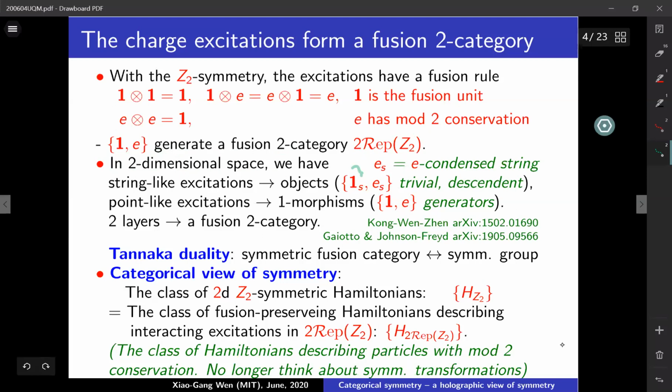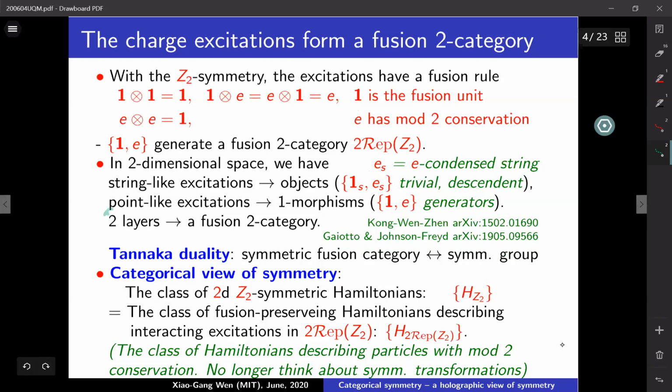Certainly we have a trivial type. We always have a trivial type. We have a nontrivial type coming from the E condensation. You know, we have this E particle, which has a mod two conservation. When E condenses, it can form this spontaneous symmetry breaking state. So this ES is a string, and this string corresponds to the spontaneous symmetry breaking state from the E condensation. So in some sense, they are nontrivial types, but they are descendants. They really come from this E particle. Usually in physics, we don't talk about those descendant excitations, but in mathematics, this descendant excitation turns out to be important to see the full mathematical structure.